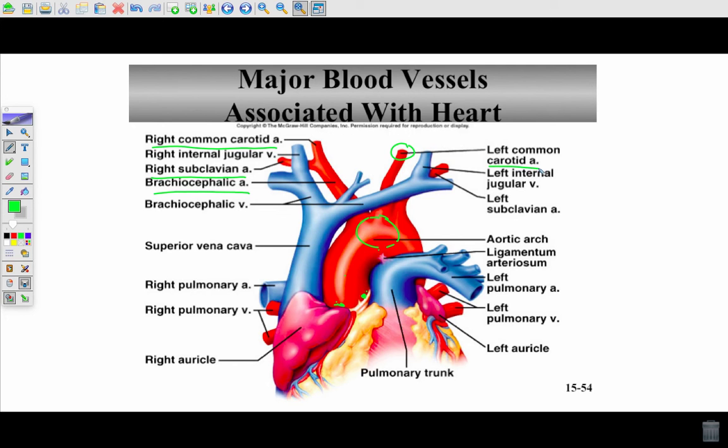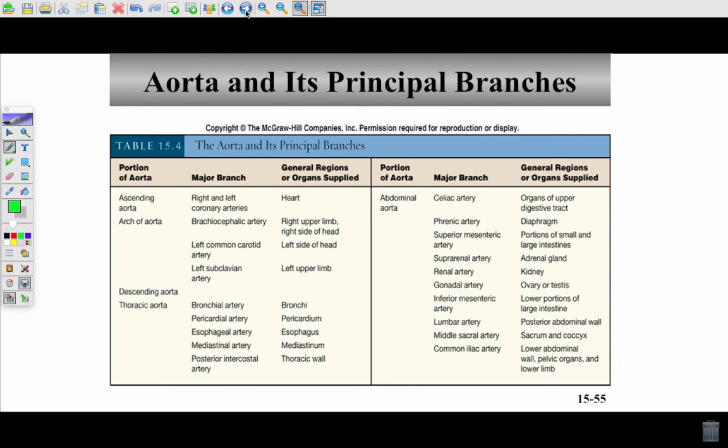The second branch is the left common carotid artery, and that one goes up the left side of the neck to the left side of the head. And then the third branch off of the aortic arch is the left subclavian artery, and that one goes to the left arm. So those are the major branches that we have to know for that.